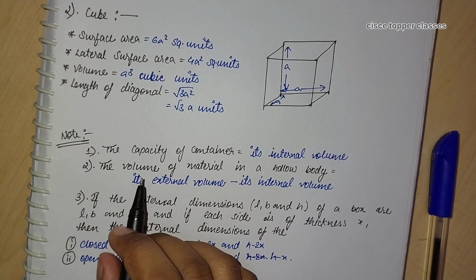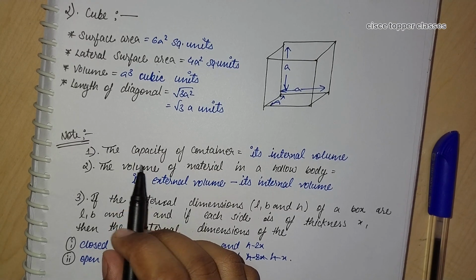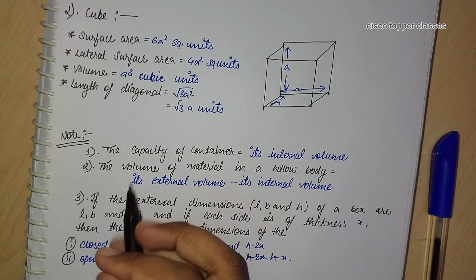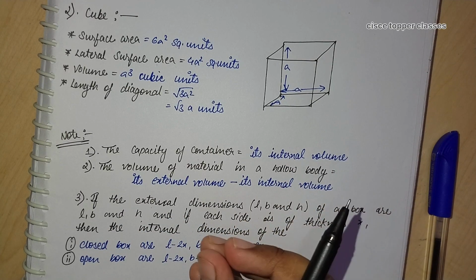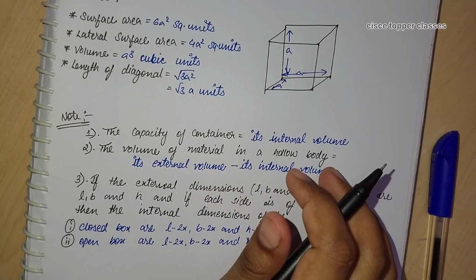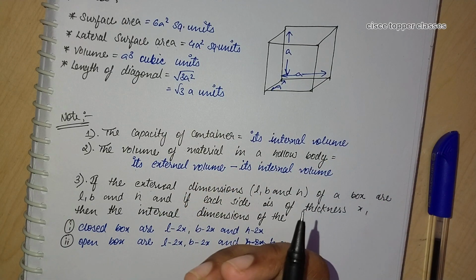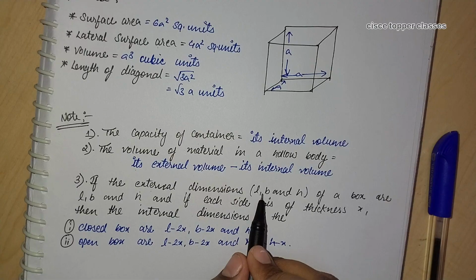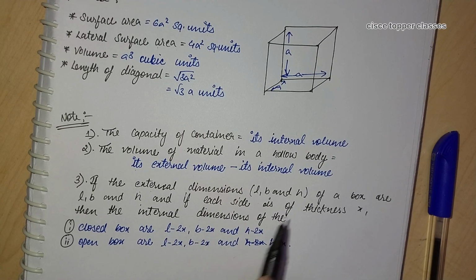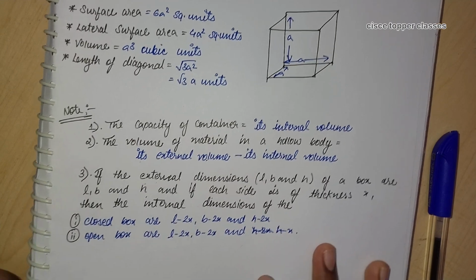Now the concepts which you are going to use in this exercise to solve the questions: here we have capacity of a container, meaning its internal volume, which we have to find. The volume of material in a hollow body will be its external volume minus its internal volume, because the external volume includes the thickness of the body in which the material is occupied. Now if the external dimensions length, breadth and height of a box are given, and each side is of thickness x, then we have to find the internal dimensions of the body.